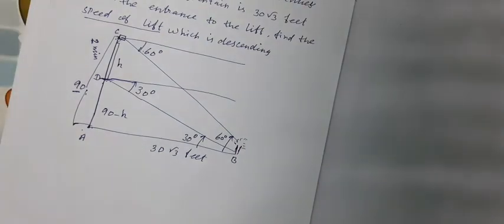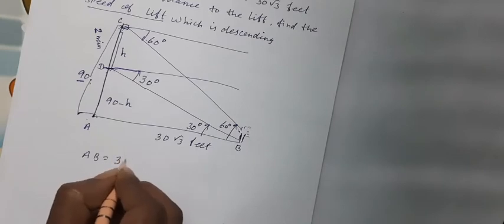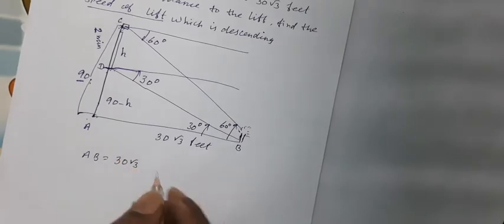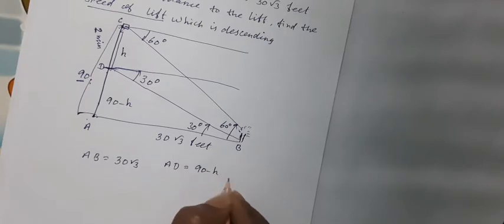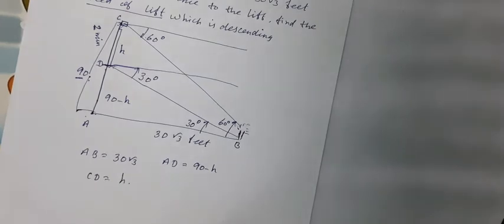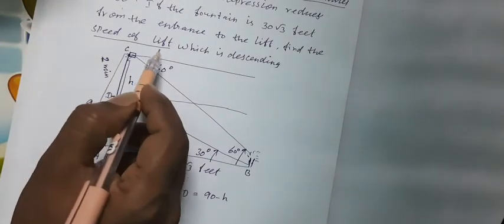Okay, so now taking the givens, so AB equal to 30 root 3 and then AD equal to 90 minus H and CD equal to H. Okay, these are given. Now here you want to find the speed of the lift, right?